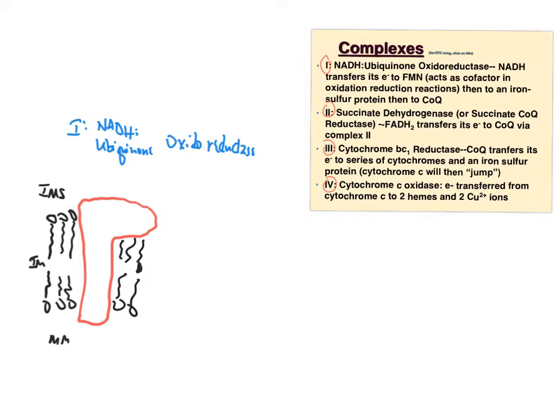So complex two is succinate dehydrogenase from the citric acid cycle. And the way that it looks is it's really huge. Remember from the citric acid cycle, I said they all occur in the mitochondrial matrix, except for one of them has a part of it that touches and is actually inserted into the mitochondrial membrane, and this is succinate dehydrogenase. And so that's where, remember, succinate dehydrogenase made the FADH2, it then gives off the FADH2 to coenzyme Q.